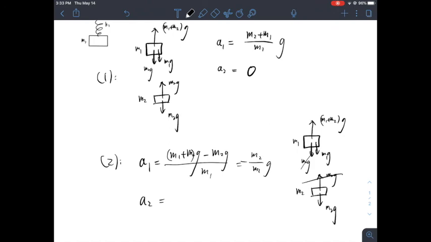So what is A2? Because we cut point B this time, the top spring force disappeared, and the only force acting on it will be the gravitational acceleration.